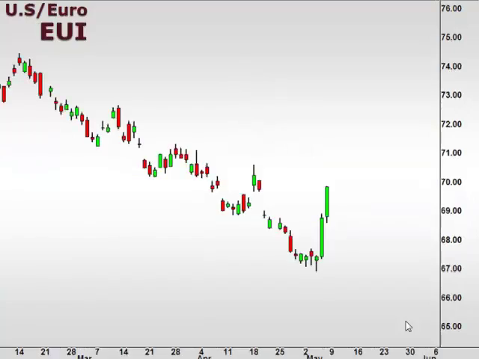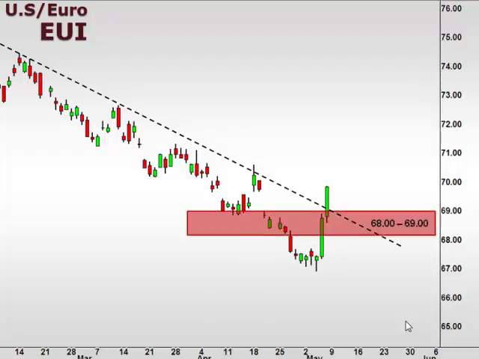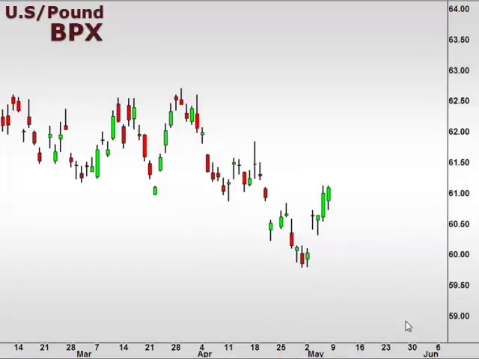Let's take a look at the EUI, the U.S. dollar versus the euro. Well, the EUI staged a strong reversal, closing above the downtrend that has been in force for quite some time. Now, as long as the 68.69 level holds as support, we suspect the bigger picture move to the upside.